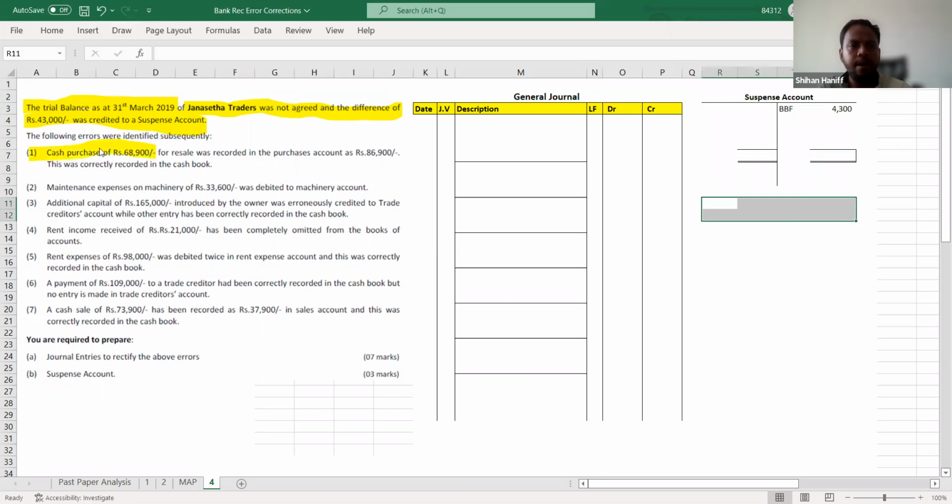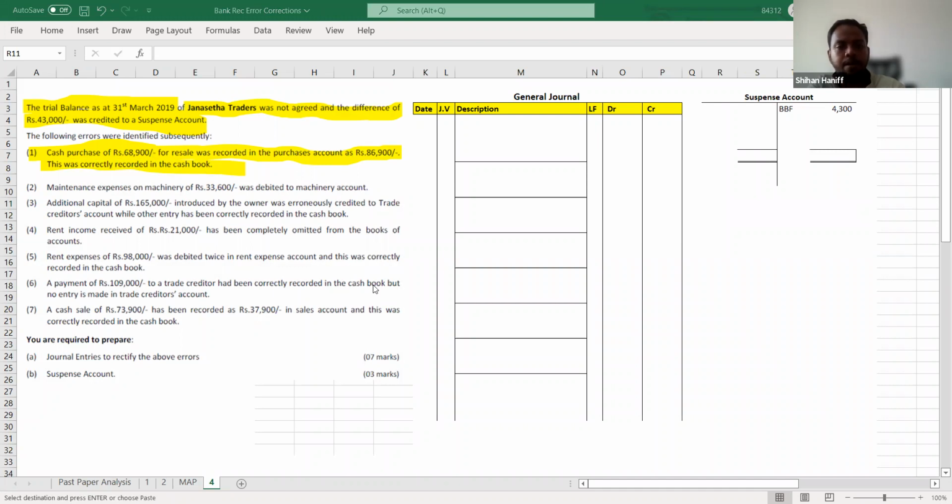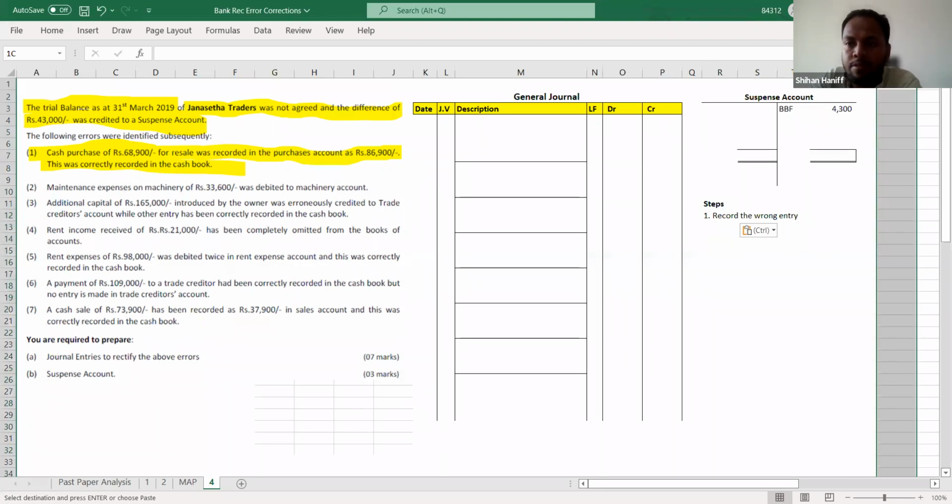Cash purchase of 68,900. We are purchasing 68,900 for resale. So this is purchases. It was recorded in purchases account as 86,900. This was correctly recorded in the cash book. So there are a few steps. Let me give the steps. Now we are doing workings. For all these we will do workings.